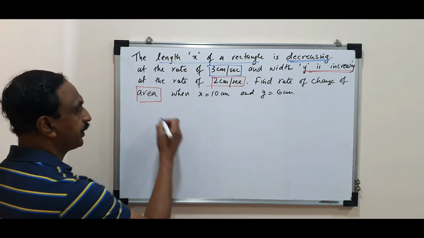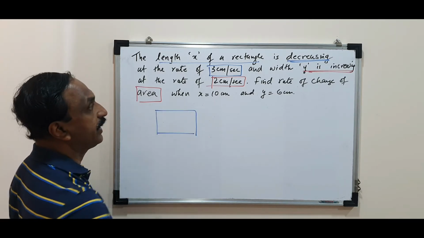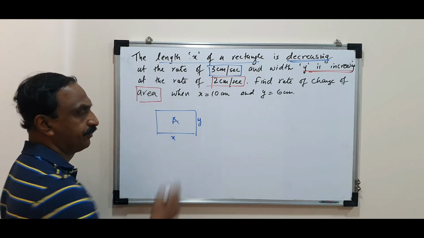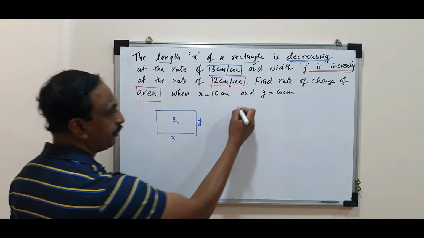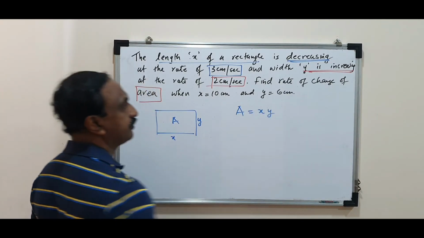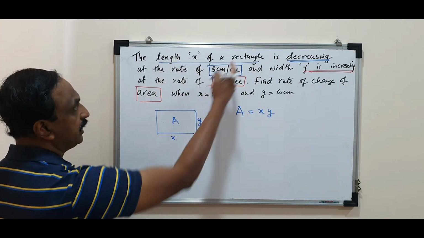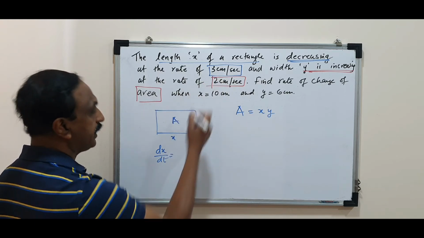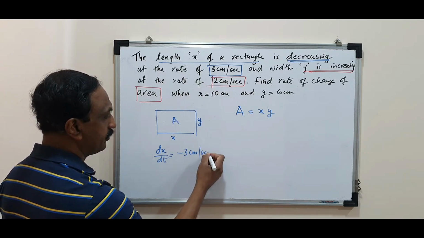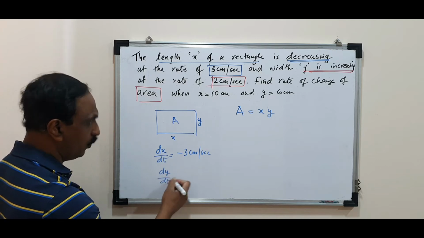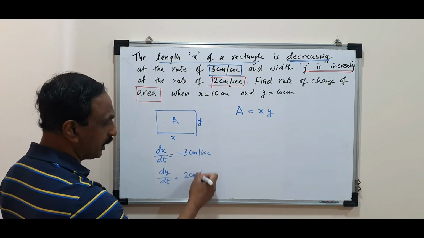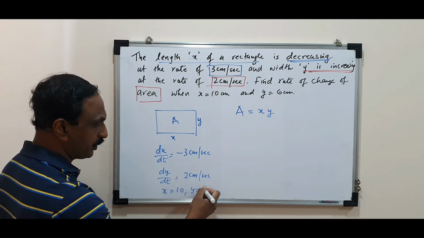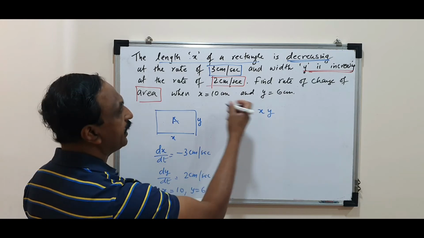So it's a rectangle. So what are the varying length and width? A, so the relation between the three is A is equal to xy. Length is decreasing, so dx by dt is minus 3 centimeters per second. dy by dt, width is increasing, 2 centimeters per second. Then x value 10, y value 6. What to find? dA by dt.